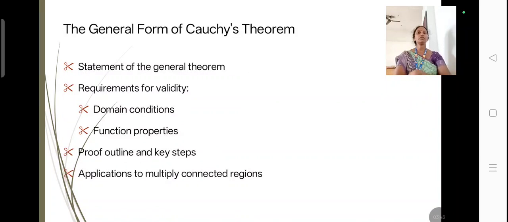Next one is general form of Cauchy's theorem. The statement of the general theorem, requirement of validity, domain conditions, function properties, proof outline and key notes, applications to multiply connected regions are discussed in the general form of Cauchy's theorem concept.